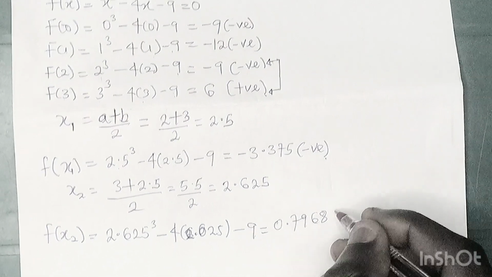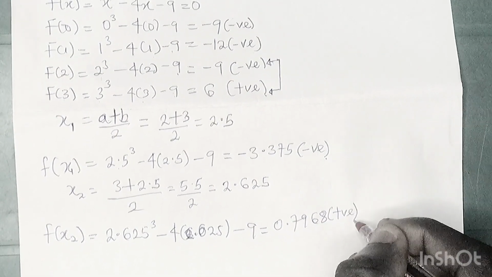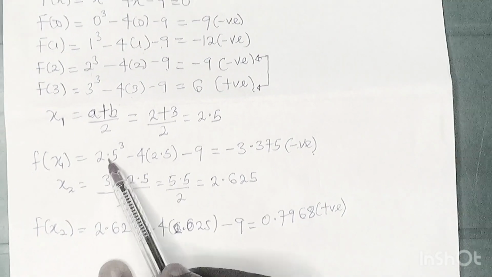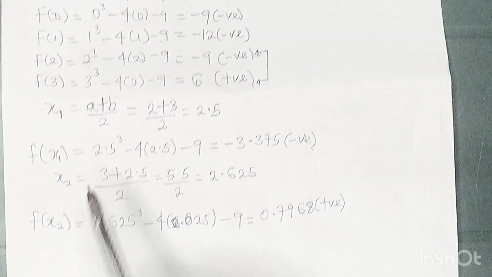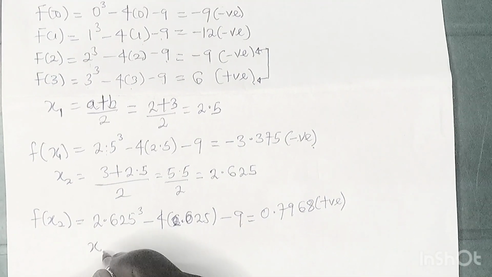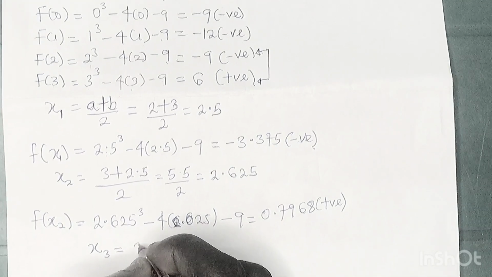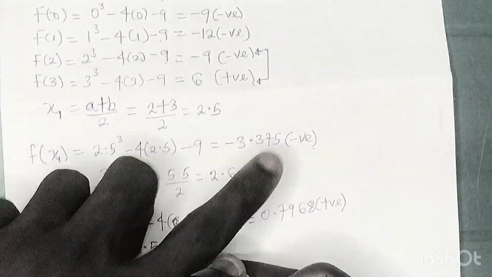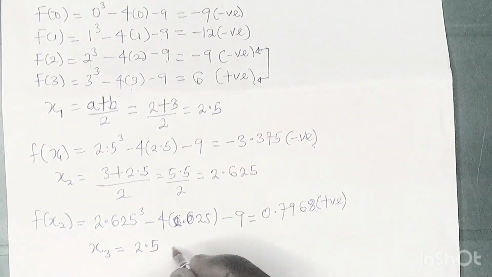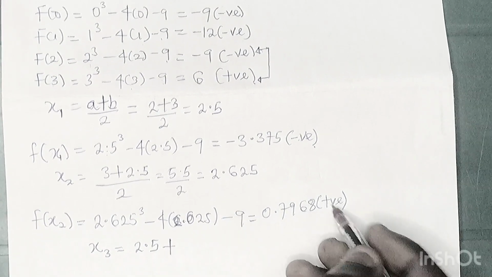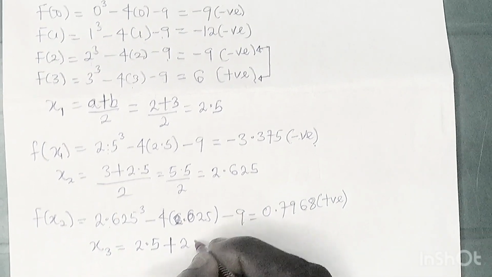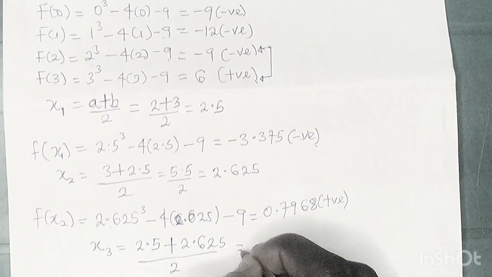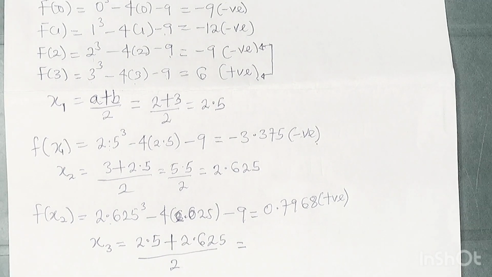Now, you can see that here too, I have a positive number. And the last one I did, I have negative. That means I can use this, my number, and this. Are you seeing that now? So I can use this and this. So that means my x3 will be what? 2.5, which gave me negative, plus the one that gave me positive now, which is 2.625, divided by 2. And that will give us 2.